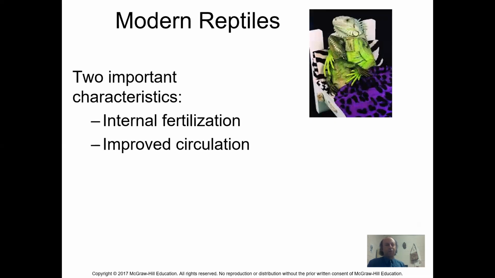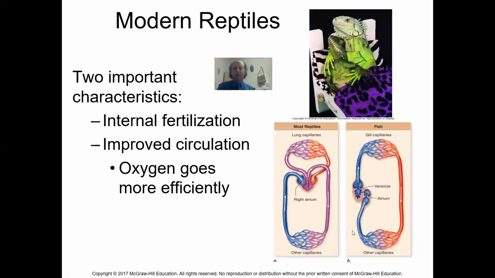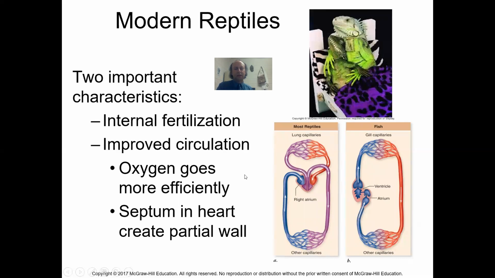Then you need improved circulation, so the blood is going to move and the oxygen goes more efficiently. That is a difference from fish, which have just one loop. It's quite simple, quite easy. But most of the reptiles have circulation going to the lungs and going to the rest of the body. So the heart is going to be different. It's going to be more complicated. A septum in the heart is going to create a partial wall to move the blood in different ways, in different systems.